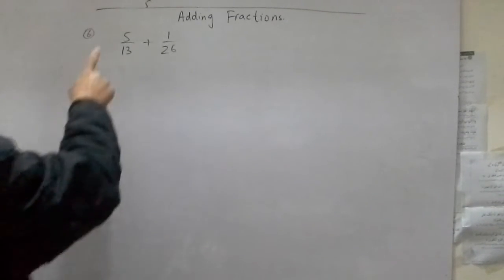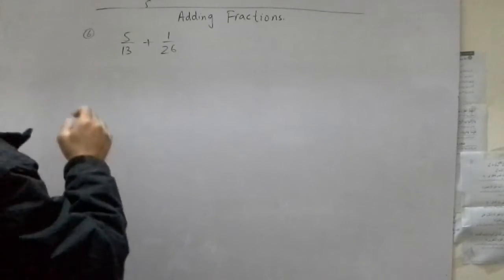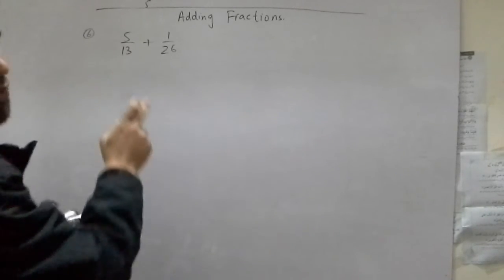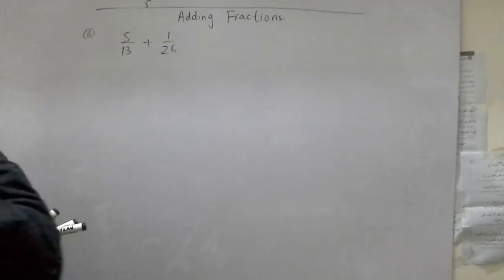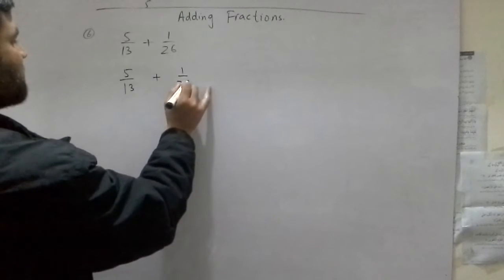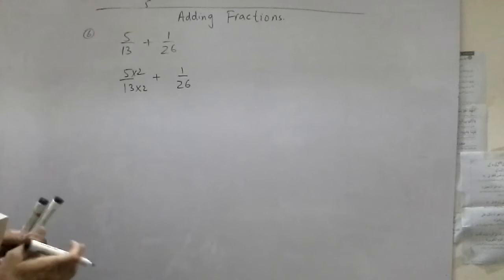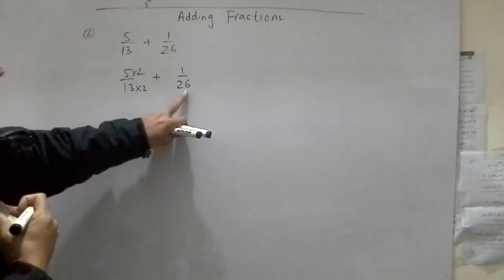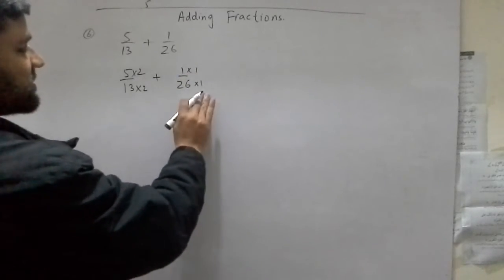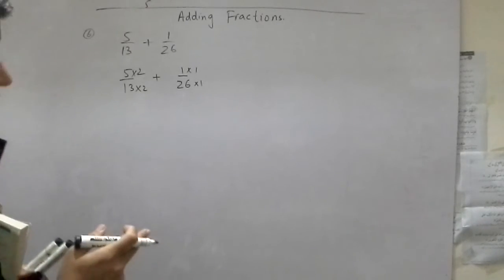Now question number 6 says 5 over 13 plus 1 over 26. In this case, if you know the tables, if you simply multiply this 13 with 2, we can get 26. It's plain easy. So simply copy these down, and we can just multiply 13 with 2 to get the same denominator as this one. We don't need to do anything with this. If you wish, you can simply multiply this with 1, because 26 times 1 will give you 26, and 13 times 2 will give you 26 as well.